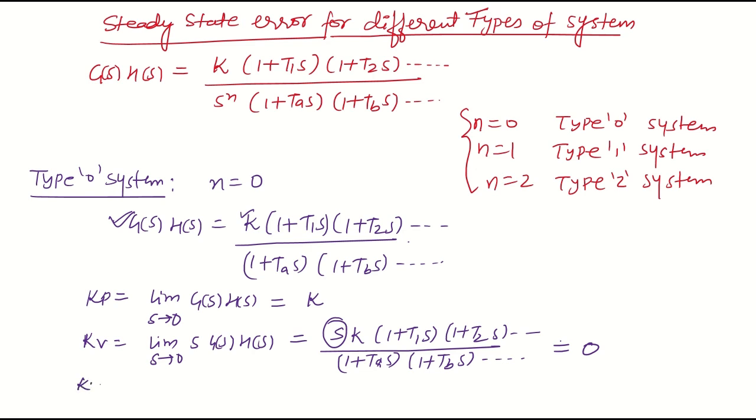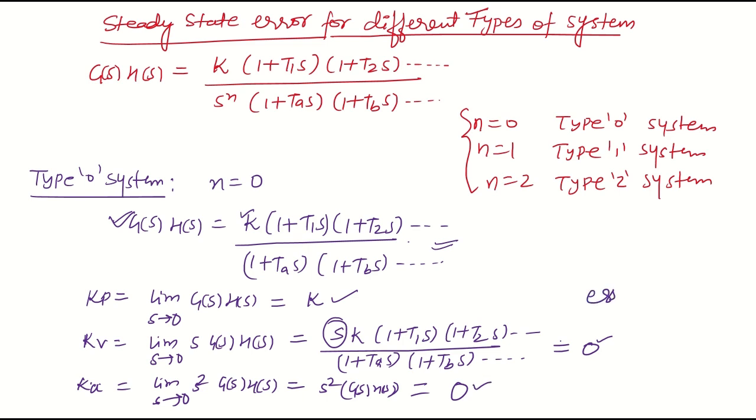Similarly, Ka is limit s tends to 0 of s square G(s)H(s). Like in the previous case, this will be s square in this case, and the remaining term G(s)H(s), which we put from this equation. So this s square will make it 0. So this will also be equal to 0. So for type 0 system, the value of Kp is K, the value of Kv is 0, and the value of Ka is 0.